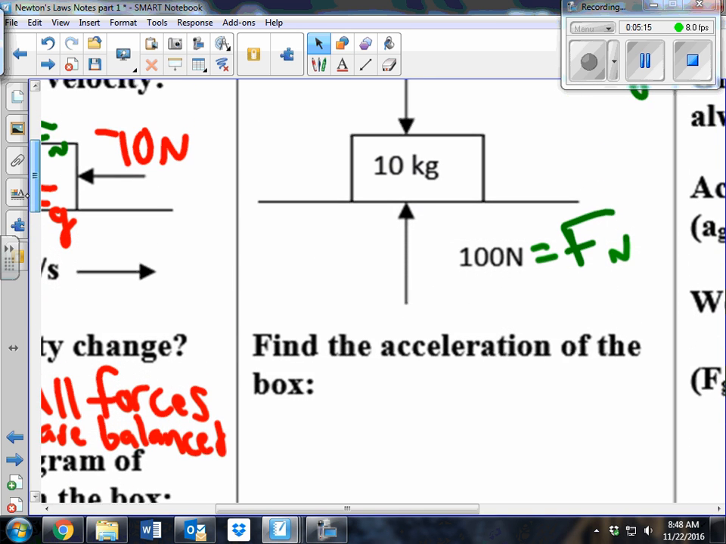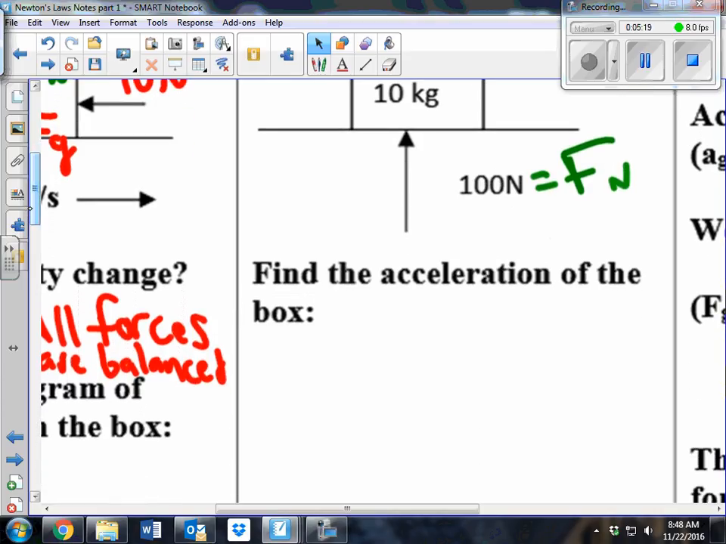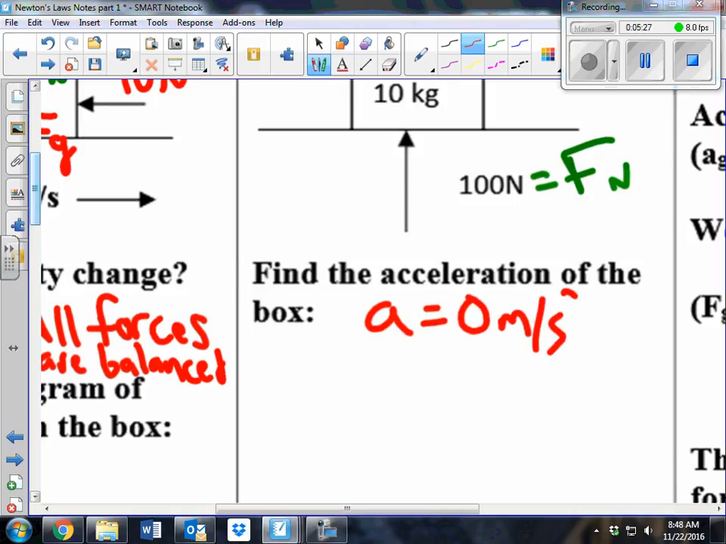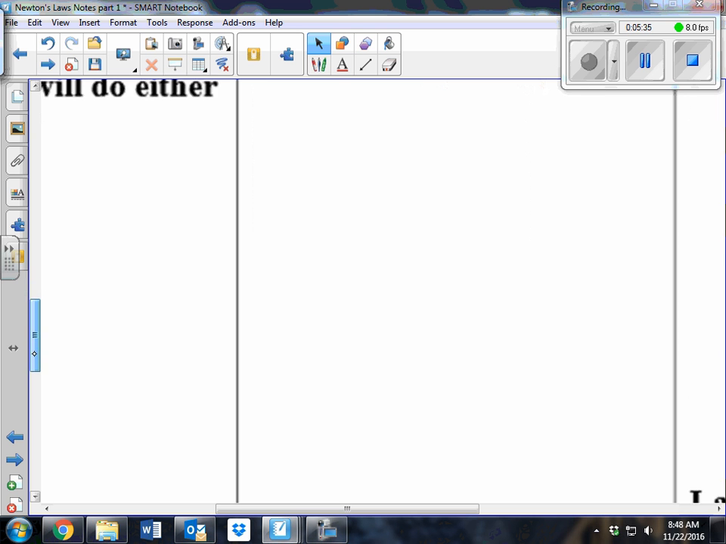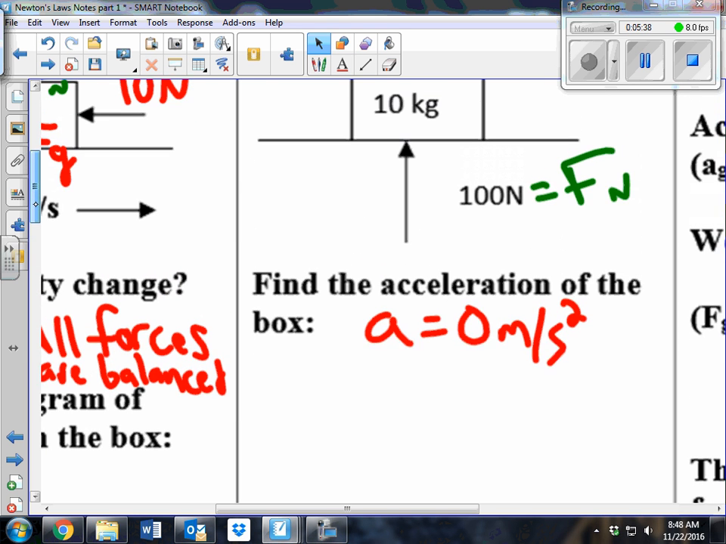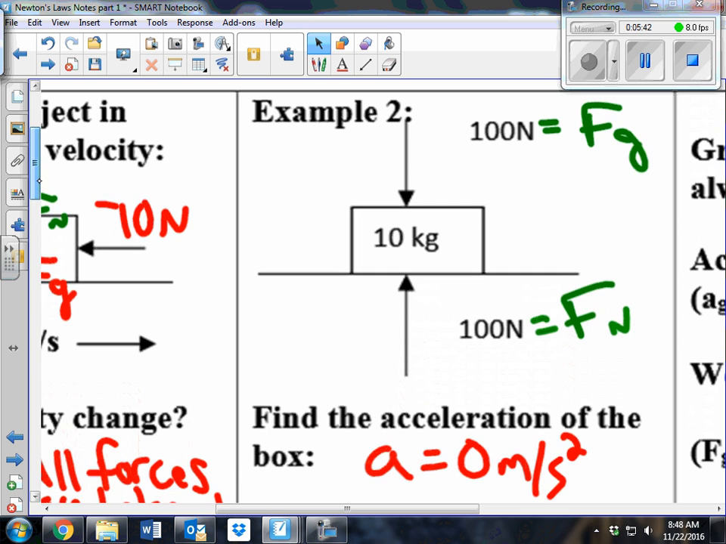So find the acceleration of the box. Well, at this point, the forces are balanced on the y, and we don't have any forces on the x. So the acceleration in this case is obviously 0 because of Newton's first law. The box is at rest. If the box is at rest, all forces are 0. And because we don't have a net force, we don't have an acceleration. We have a constant velocity.